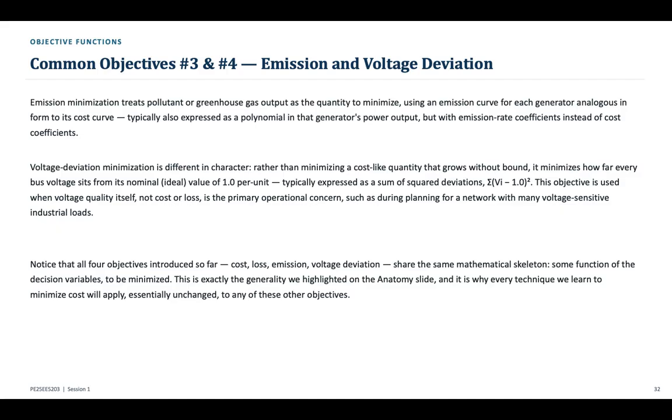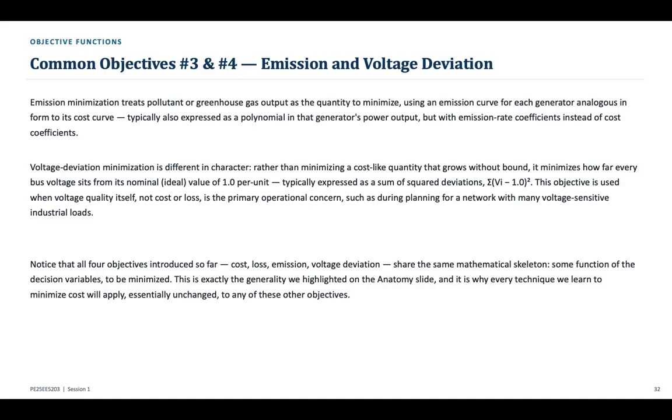Okay. So, voltage deviation minimization is different in character. Rather than minimizing a cost-like quantity that grows without bound, it minimizes how far every bus voltage sits from its nominal value of 1.0 per unit, typically expressed as a sum of squared deviations, that is summation of (Vi minus 1) whole squared, right? This objective is used when voltage quality itself, not cost or loss, is the primary operational concern, such as during planning of a network with many voltage-sensitive industrial loads.